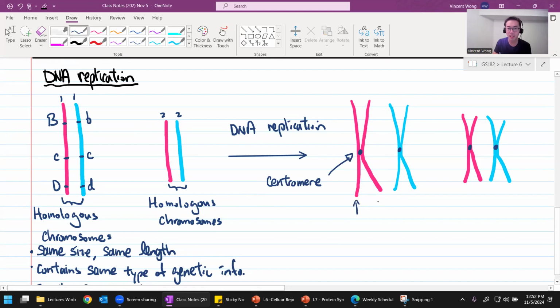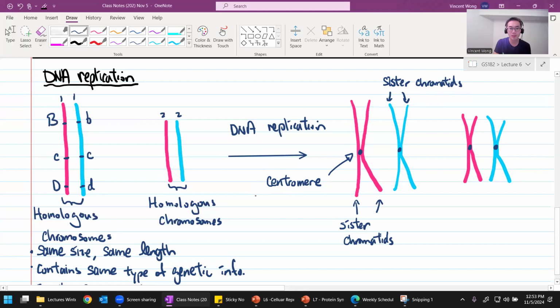Now this copy and this copy are exact copies of each other. They are identical in every way. All the ACTGs are the same. And we call them sister chromatids. This one and this one are also sister chromatids. The red and the blue are still homologous, but the ones that are stuck together are sister chromatids.